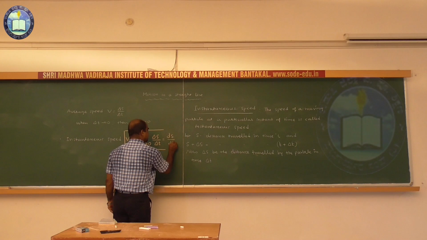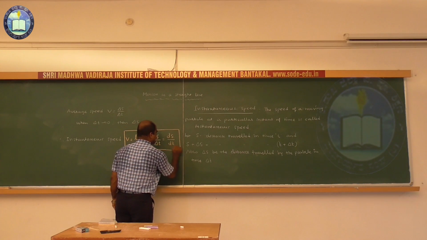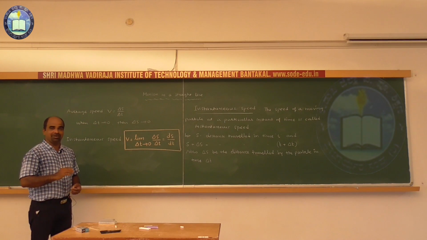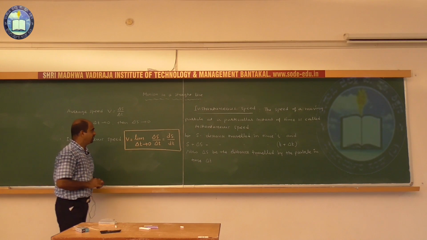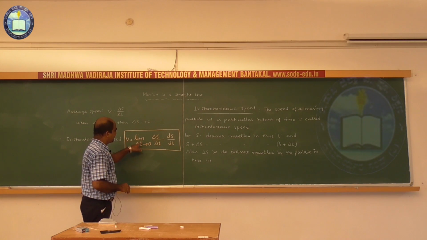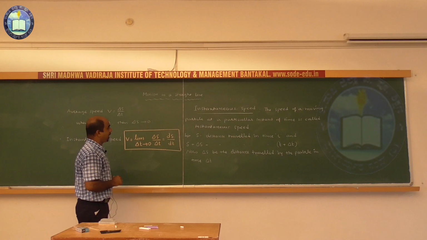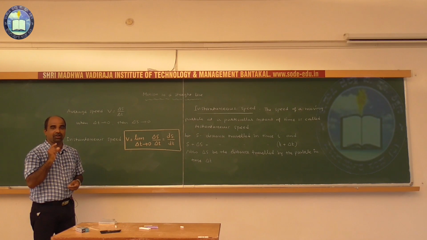There is a unit of calculus. See, ds by dt, delta s by delta t refers to what? Delta is small but unstable. d refers to what? Stable but small. Therefore, v is equal to the limit of delta t tends to 0, delta s by delta t, or ds by dt. This is the mathematical formula used to express instantaneous speed.